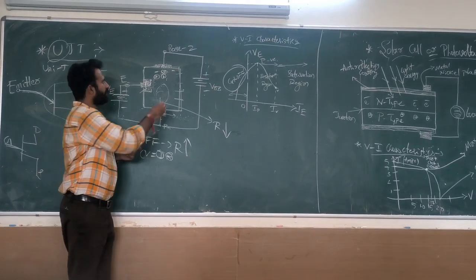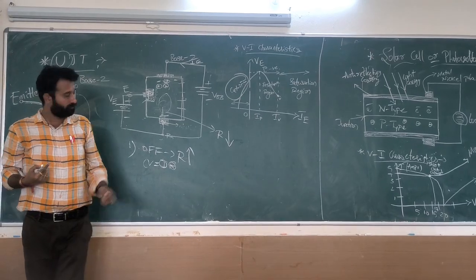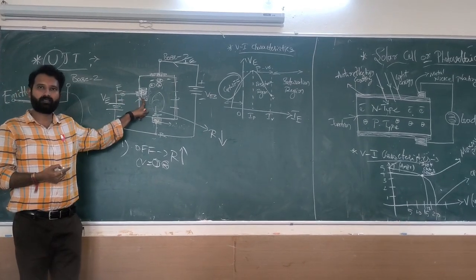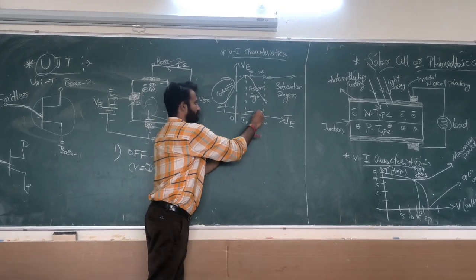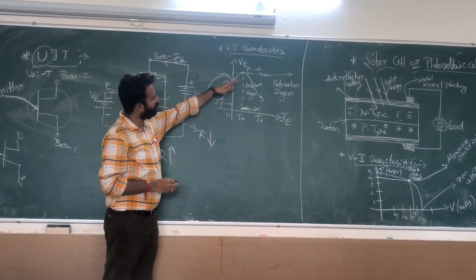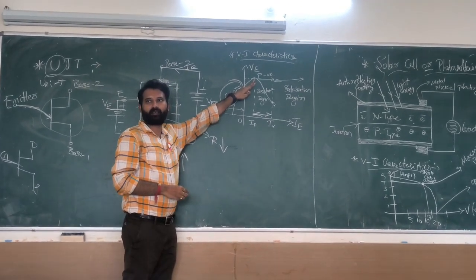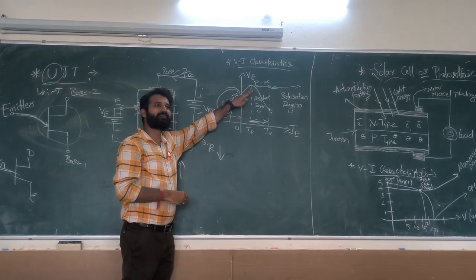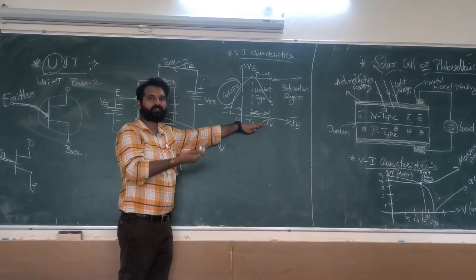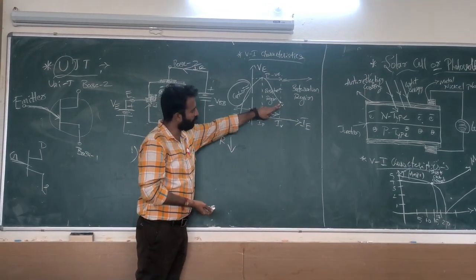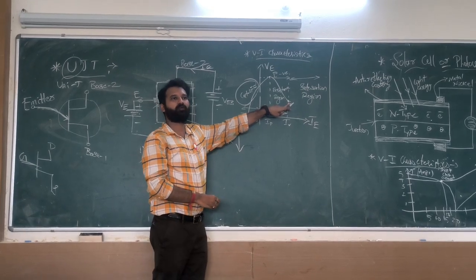Understandable? So which current increases? Emitter current increases. Your emitter current is going to increase up to this region. If you increase the voltage, with the y-axis as voltage, to maximum voltage, your current is also maximum. After some time, it falls to the valley point. V means valley point. From maximum, it becomes minimum.